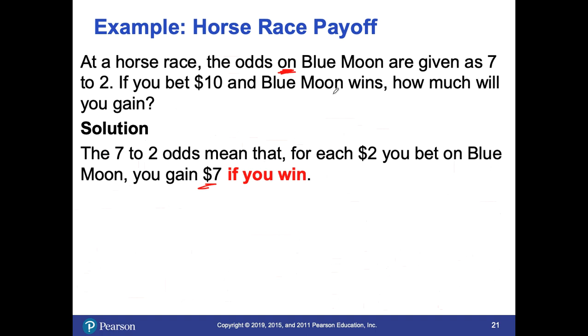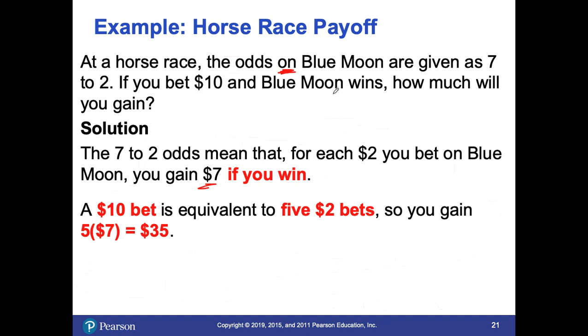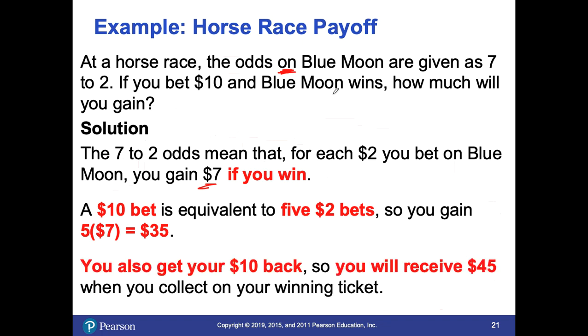But let's just imagine that you do win. So on a $10 bet, that basically means 2 $5 bets. You're going to gain $7 times 5, which is 35. Then obviously also on top of that, you're going to get your $10 back. So if you actually bet $10 and Blue Moon happens to pull one out of the bag and wins, then you actually get a $45 check, or cash, whatever, when you collect your winning ticket.